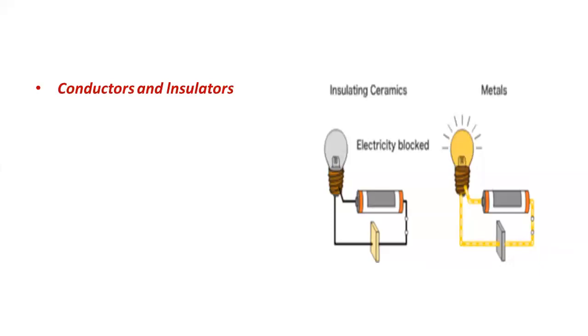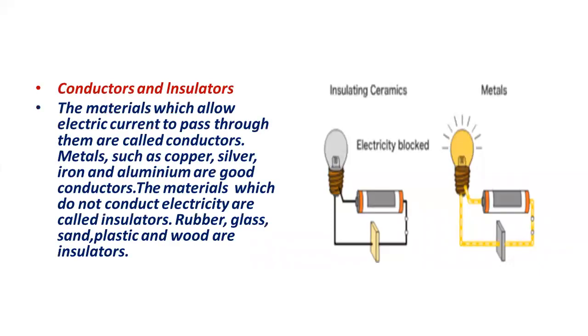Conductors and insulators. As I told you, the materials which allow electric current to pass through them are called conductors. All metals such as copper, silver, iron, and aluminium are good conductors. And the materials which do not allow electricity to pass through them are called insulators. For example, rubber, glass, sand, plastic, and wood are examples of insulators.